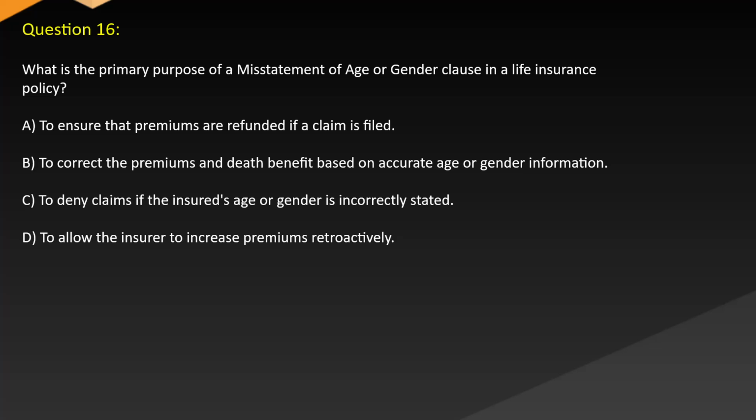Question 16. What is the primary purpose of a misstatement of age or gender clause in a life insurance policy? A. To ensure that premiums are refunded if a claim is filed. B. To correct the premiums and death benefit based on accurate age or gender information. C. To deny claims if the insured's age or gender is incorrectly stated. D. To allow the insurer to increase premiums retroactively.